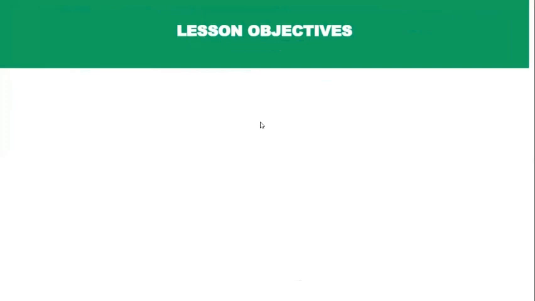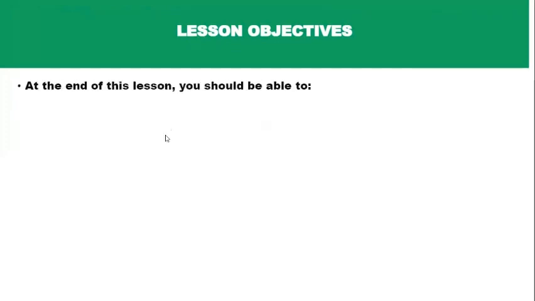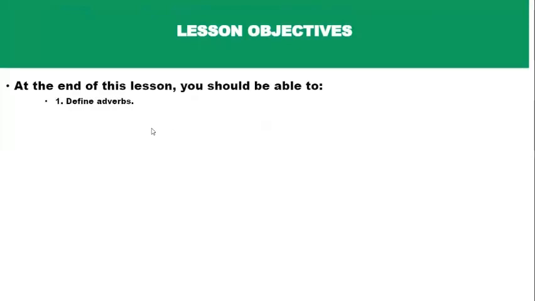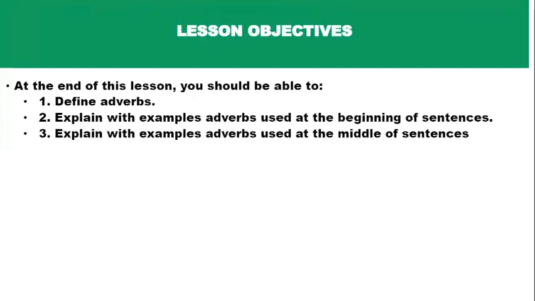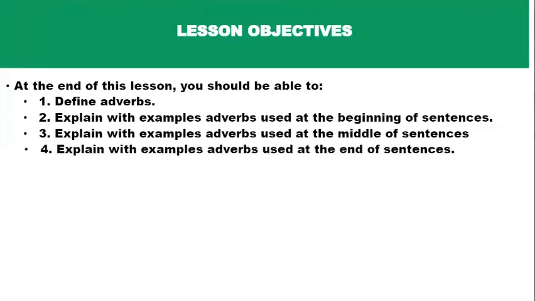We want to begin with a quick look at the lesson objectives. At the end of this lesson, you should be able to do the following. 1. Define adverbs. 2. Explain with examples adverbs used at the beginning of sentences. 3. Explain with examples adverbs used at the middle of sentences. And 4. Explain with examples adverbs used at the end of sentences. And then we look at different rules governing the placement of these adverbs.